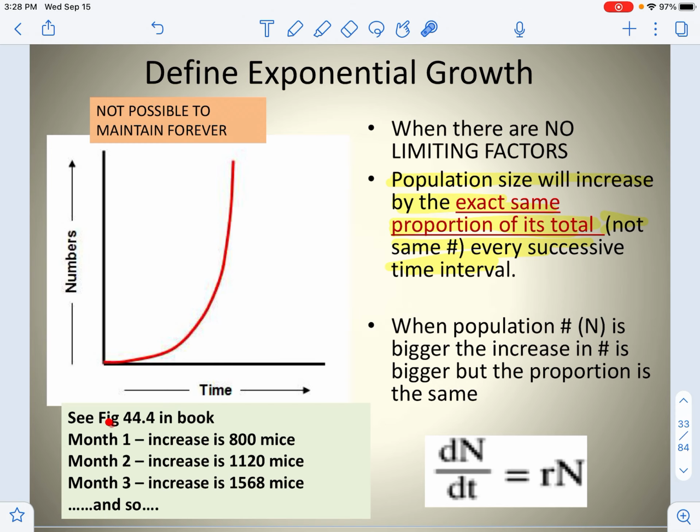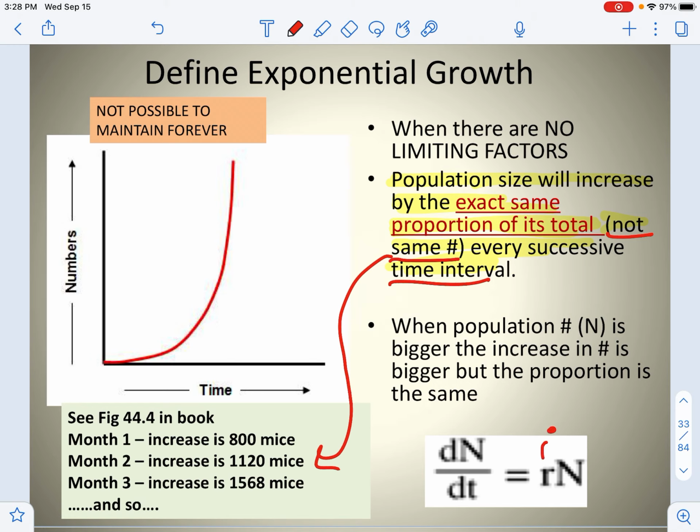And you're going to see, if you look at the example in your book of 44.4, it shows you, I think, mice. And you can see, like, in the first month, it increases by 800. The second month, it increases by 1120. The third month, it increases by 15. So that's the example of, like, they're not increasing by the same number every month, or if that's what we're using as our time interval, but they're increasing by the same rate.